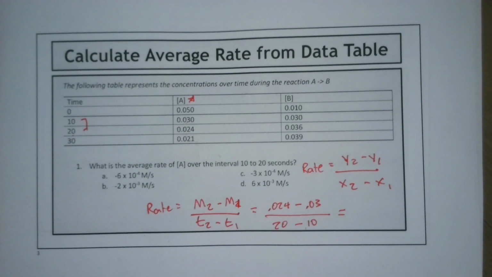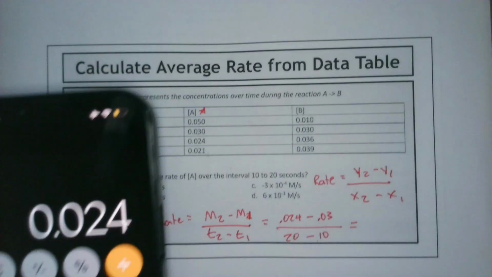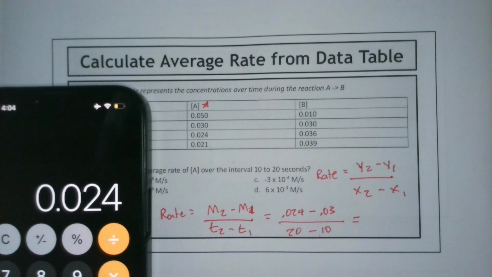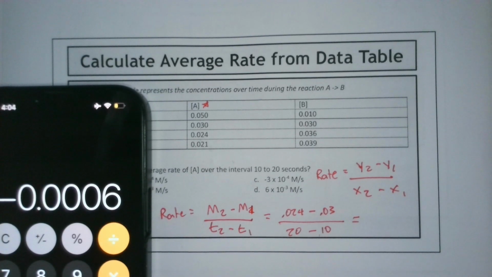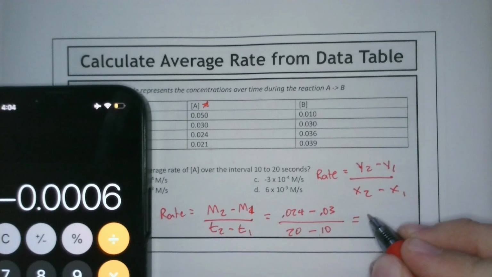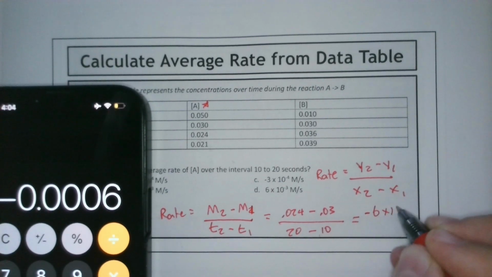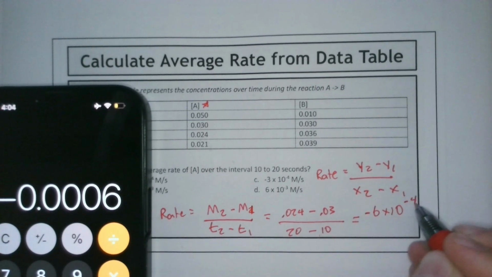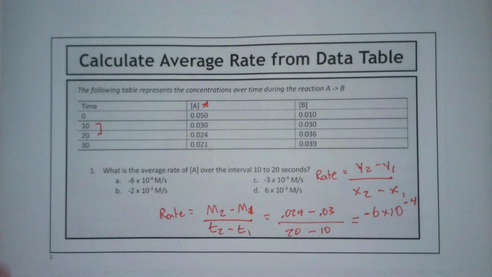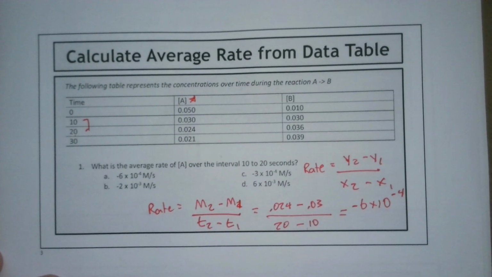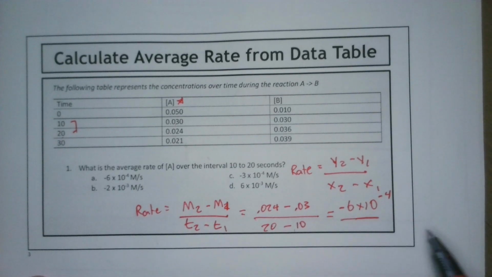All right, so 0.024 minus 0.03, negative 0.06. I'll just divide that by 10. And I'm going to choose to write this in scientific notation, but if you don't, that's okay. Negative 6 times 10 to the minus 4th. That is my average rate that I'm looking for.